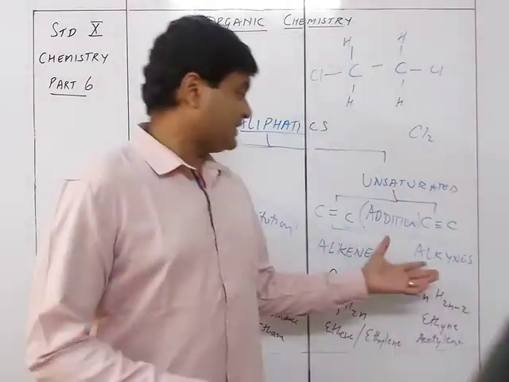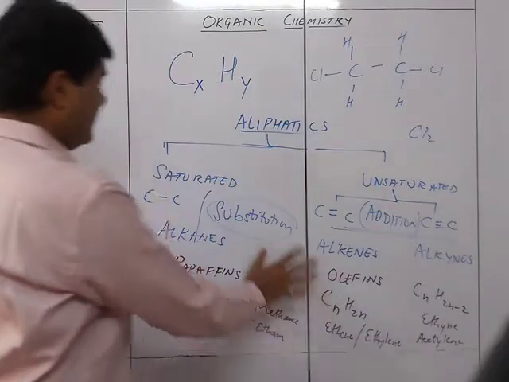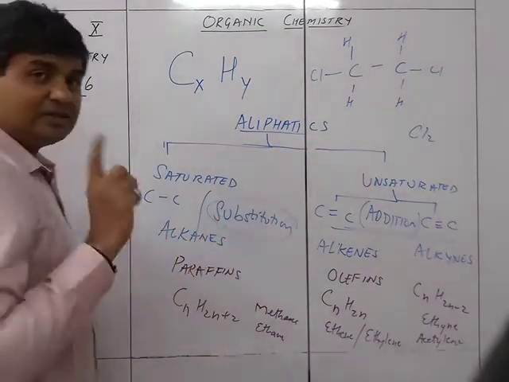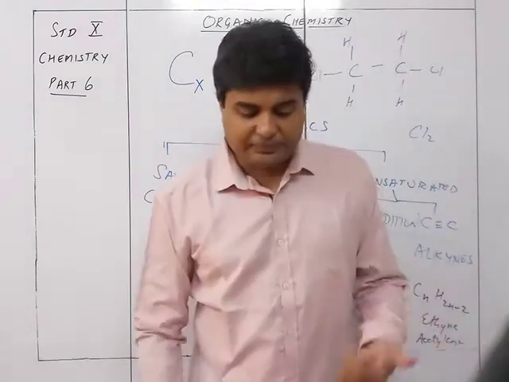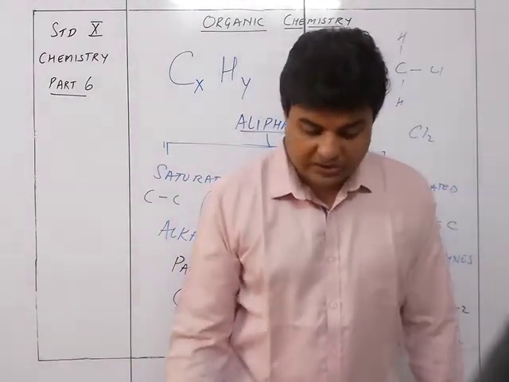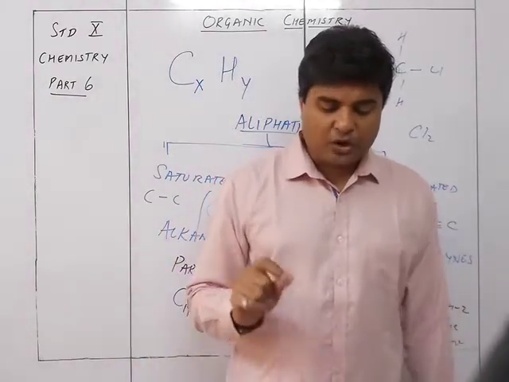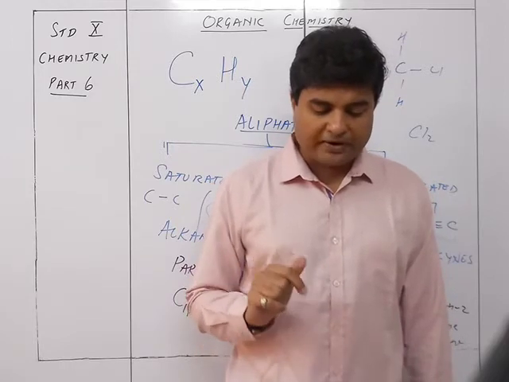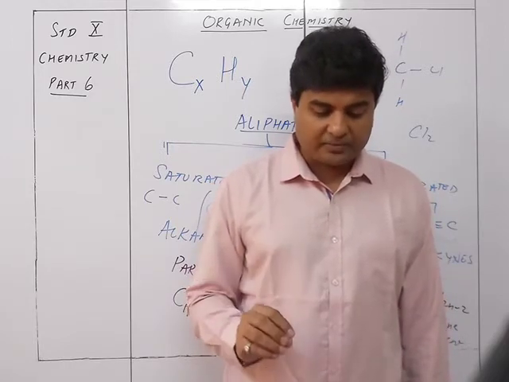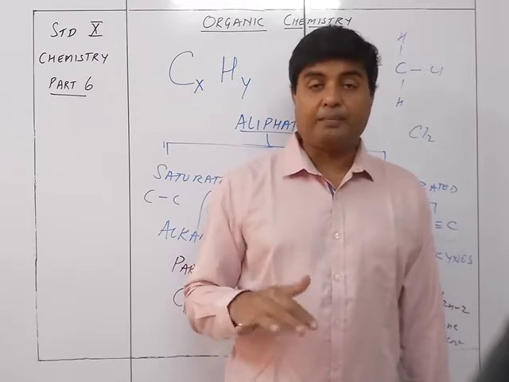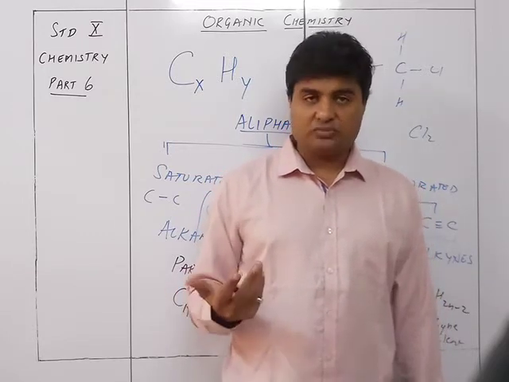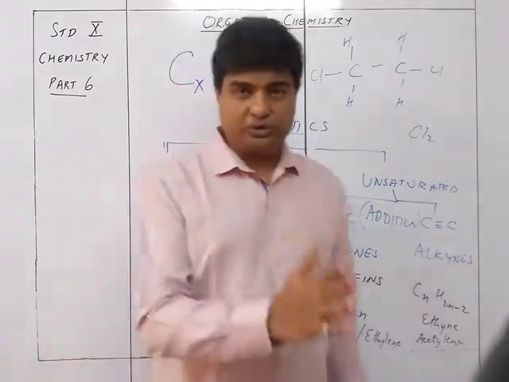So these are going to go for addition reactions, whereas these, the saturated ones, are going to go for substitution reactions. That's why the characteristic reaction, the substitution reaction, involves direct displacement or substitution of an atom or group of atoms by another atom or group of atoms, like alkanes will replace the H by a Cl or Br atom. So that's what is going to happen in a substitution reaction.